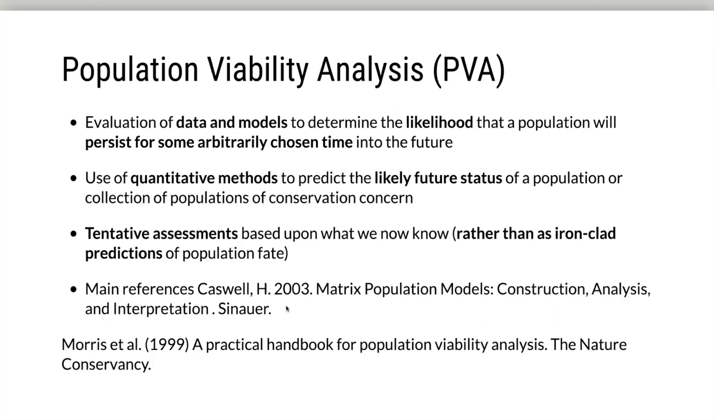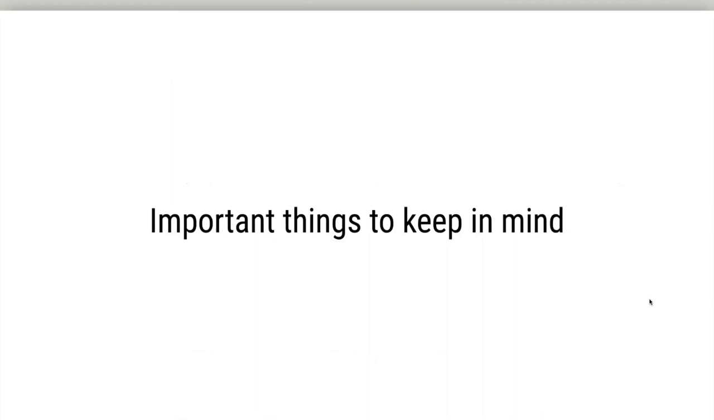And these are the two main references on which these classes are based. The famous book by Caswell on matrix population models, and also another reference that is very useful is Morris et al. in 1999, a practical handbook for population viability analysis. There are a lot of other resources. I'll give a short list at the end of the class, but these two are very important ones, I'd say. So let's start with the important things to keep in mind all along this practical and in general when you're trying to run population viability analysis.